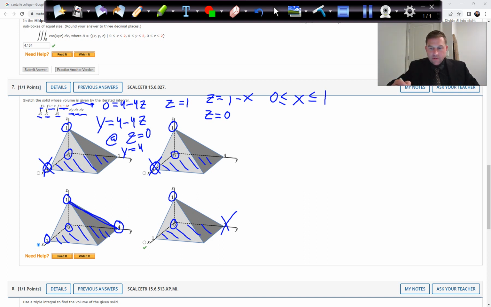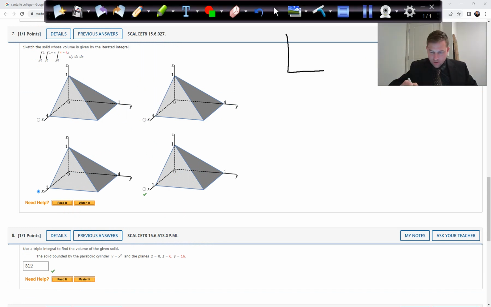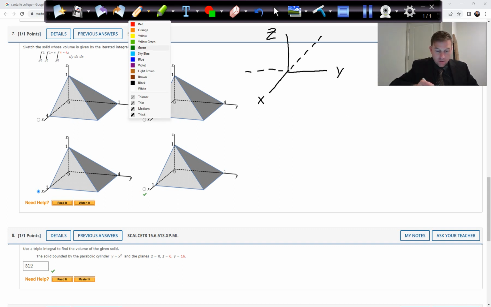Okay, that's problem 7. Okay, problem 8, it's also going to help to draw a picture, so I will try to do that now without butchering it. Okay, so it says, find the volume of the given solid. The solid bound by the parabolic cylinder y equals x squared in the plane z equals 0, z equals 6, and y equals 16. So let's start with this one, y equals x squared.